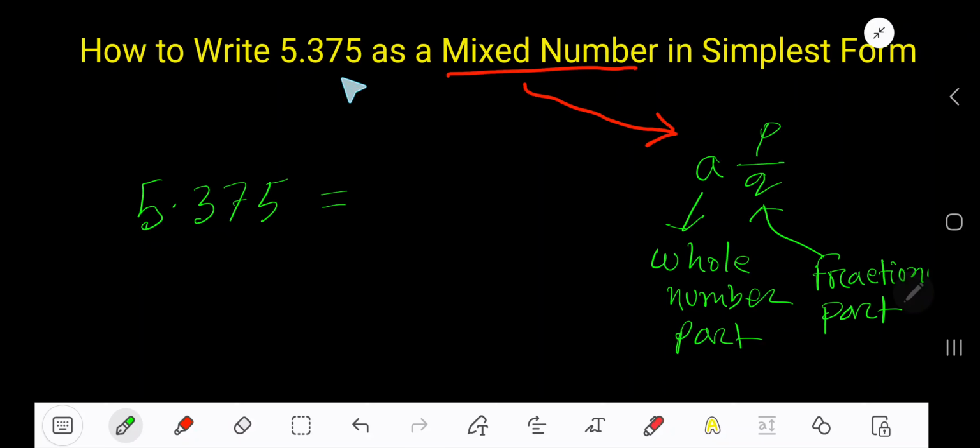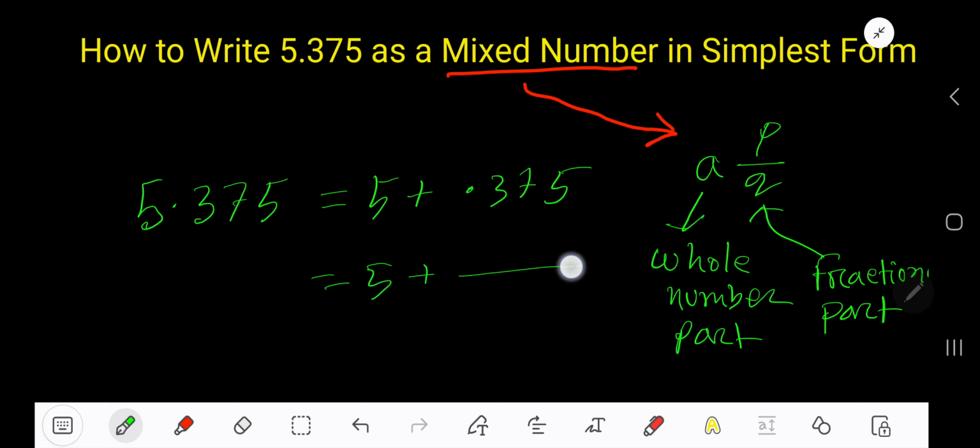How to write 5.375 as a mixed number in simplest form? Mixed number means we will have a whole number part, then the p by q form, that is the fractional part. We can rewrite this decimal as 5 plus 0.375. This is the whole number part, and we need to convert this decimal to a fraction.